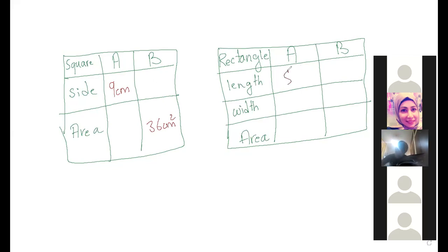Rectangle length let's say 8, width let's say 3. You will find its area. In the second one, I will give you the area. Let's say 18 centimeters square. I will give you the length. It's 9. Find the width. How will we find here the missing number?